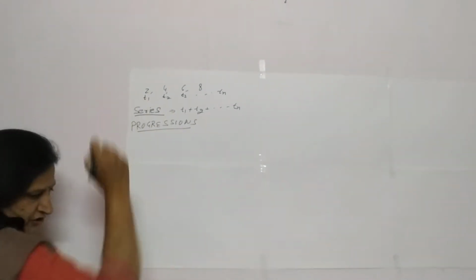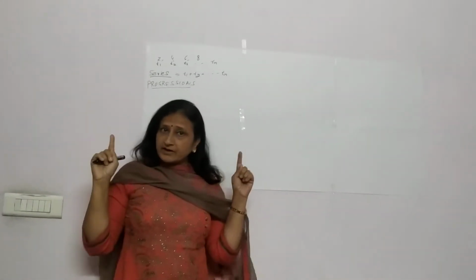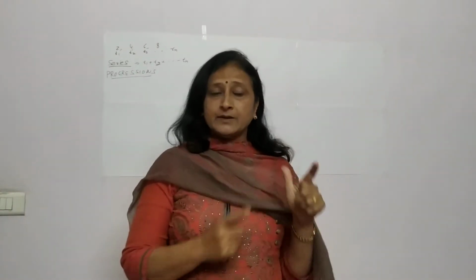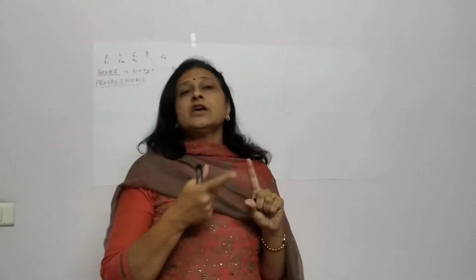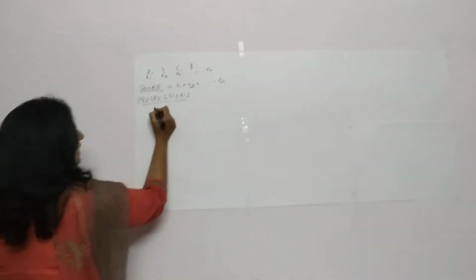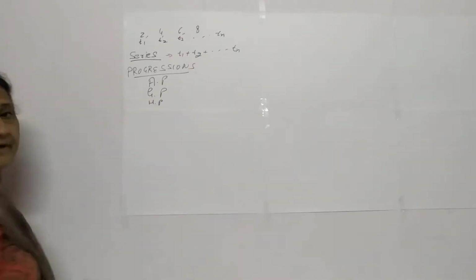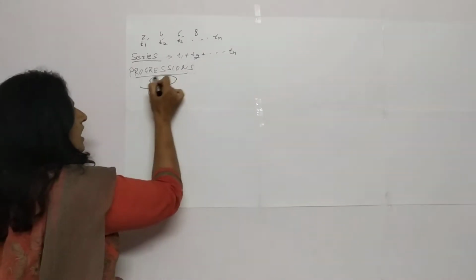Now what is a progression? If the terms of the sequence are defined under certain specific conditions, it is known as a progression. Now progressions are again of three types: arithmetic progressions, geometric progressions, and harmonic progressions. These are defined as AP, GP, HP. But presently I shall be taking up only arithmetic progression.